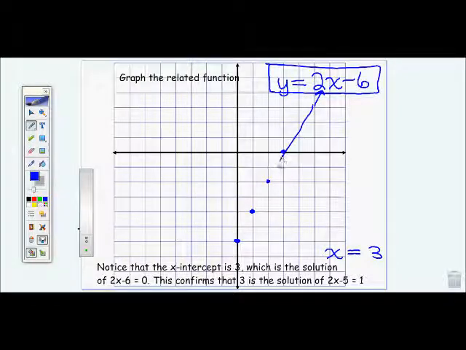So if I can make it through. Oh, I did pretty good, considering you get a little bit of a shadow. So you can see that that's going to be my graph for y equals 2x minus 6.